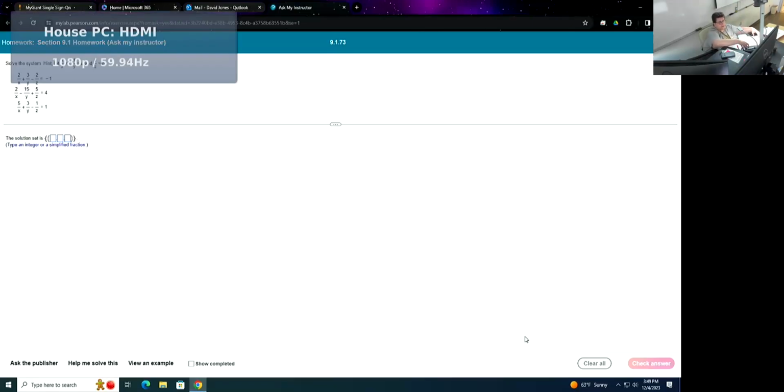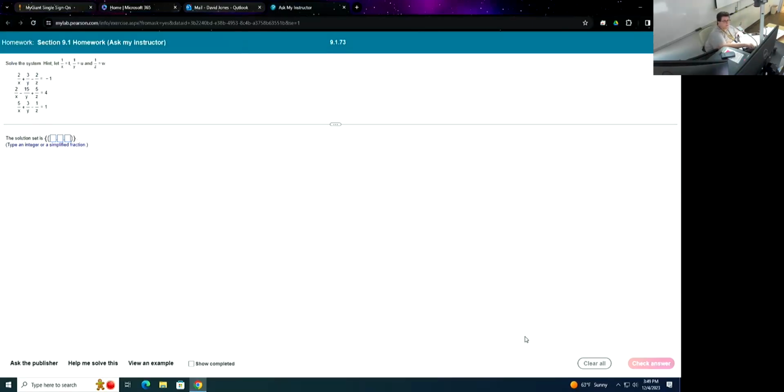Okay, so it kind of tells you what to do. You start with 2 over x plus 3 over y minus 2 over z equals -1. And then we have 2 over x minus 15 over y plus 5 over z equals 4.